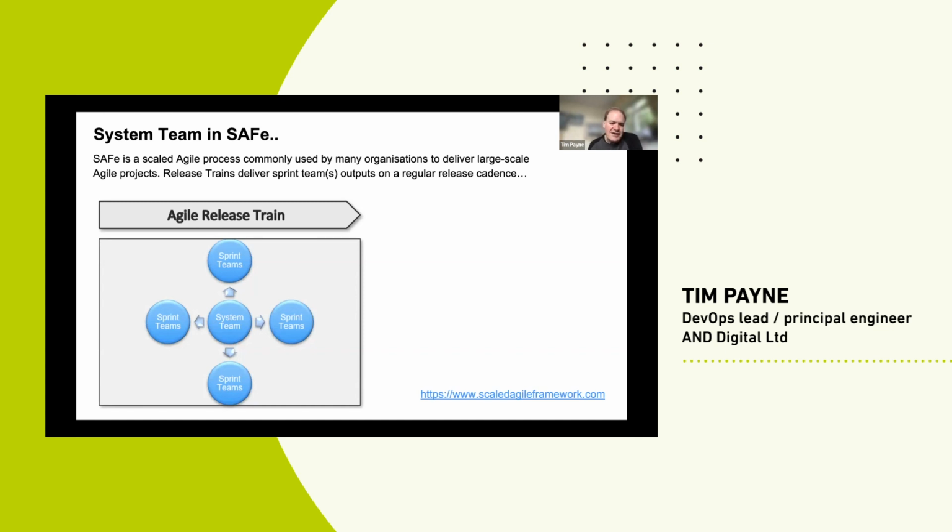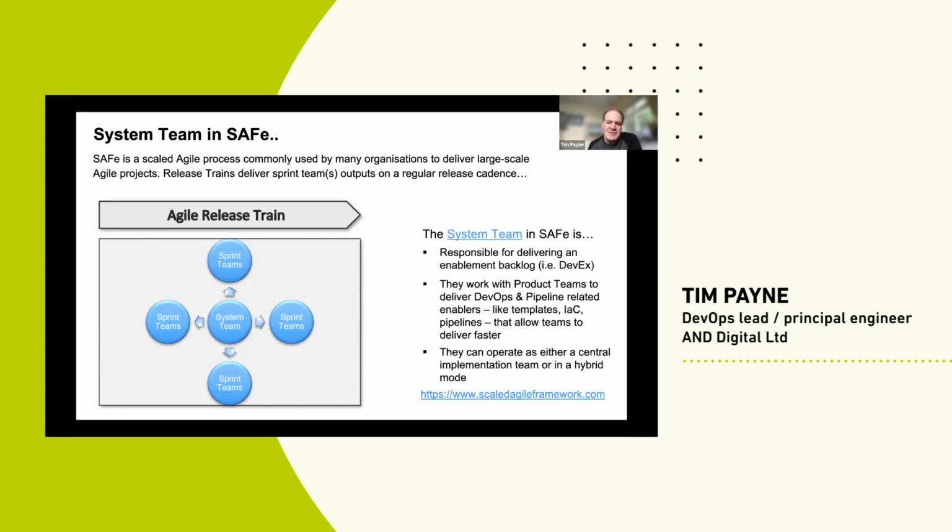Effectively, the system team is talking to the sprint teams all the time. It's finding out what they need to make their lives easier. And then the system team is working with those sprint teams to actually get those things delivered. So the system team in SAFe is responsible for delivering an enablement backlog, i.e. a DevEx backlog. They work with the product teams to find out what they need and then code them up and deliver them to them.